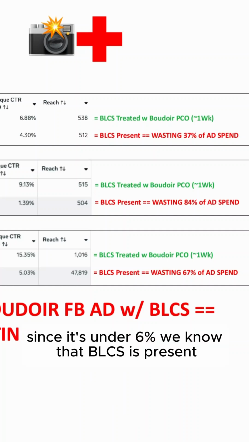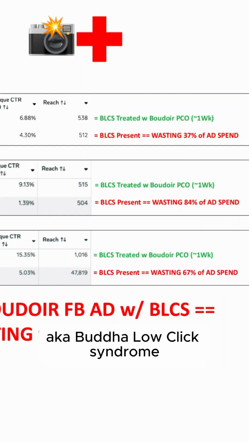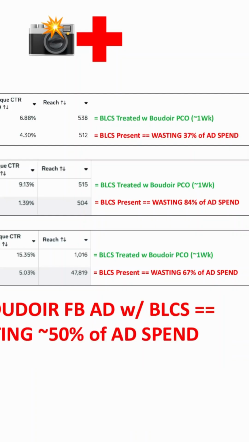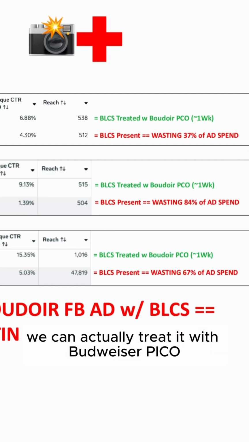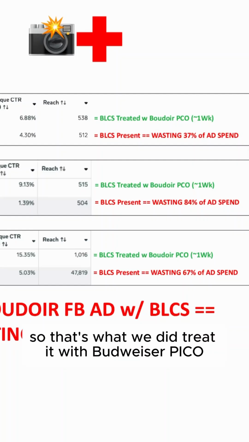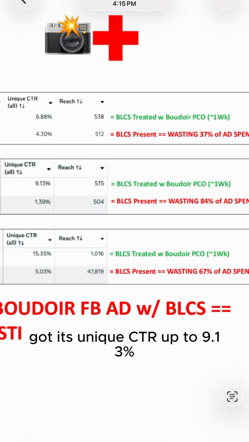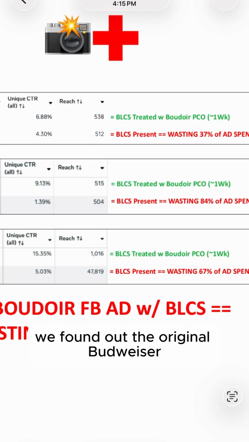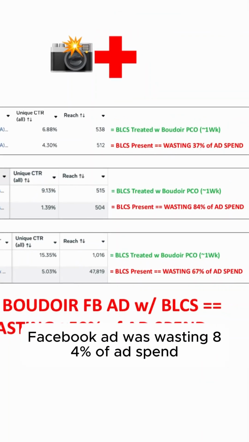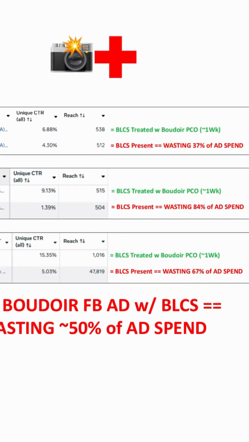Since it's under 6%, we know that BLCS is present, aka Boudoir low click syndrome, and as a result, we can actually treat it with Boudoir Pico. So that's what we did. Treated Boudoir Pico, got its unique CTRL up to 9.13%. So we found out the original Boudoir Facebook ad was wasting 84% of ad spend.